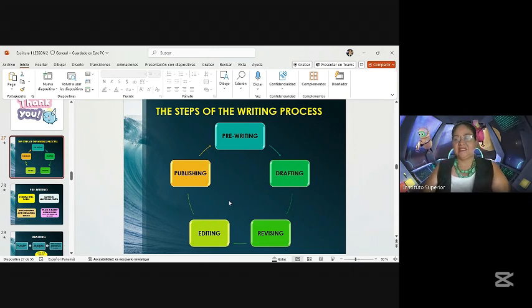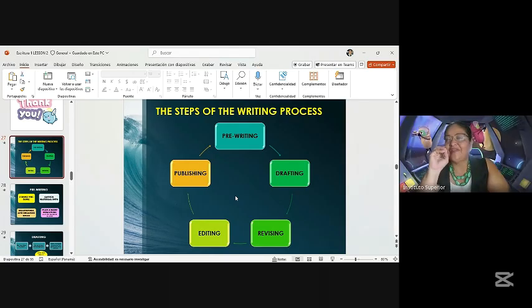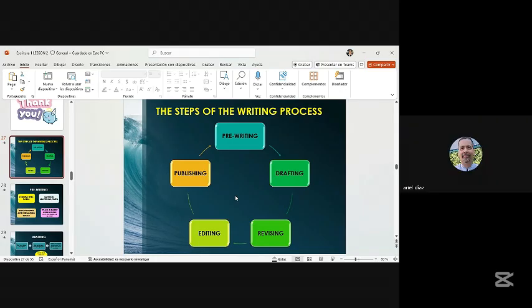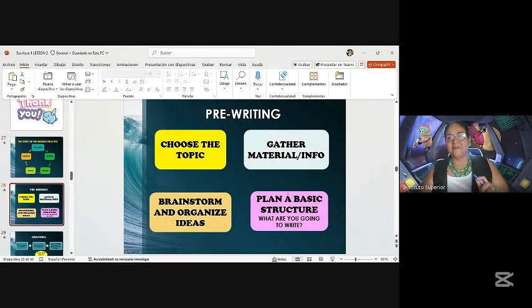Then we have editing. What do we do in editing? Improving what we have, or if we need to change something. What things do we check in editing? We check the grammar and the style that we are using. Grammar and style. Good. And finally, we have publishing. Okay, let's see one by one.